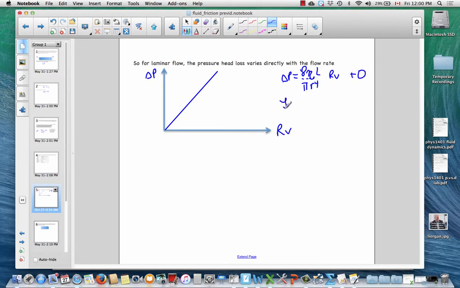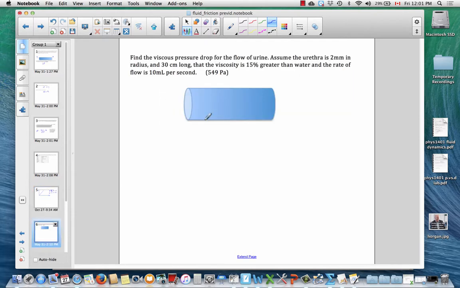Remember, y equals mx plus b. So if you plot pressure drop versus volume rate of flow, with pressure drop on the y-axis, rate of flow on the x-axis, you should get a slope that's this number, and you should get a y-intercept of 0. So that's what we'd expect if we had laminar flow. Let's do a quick calculation with that.